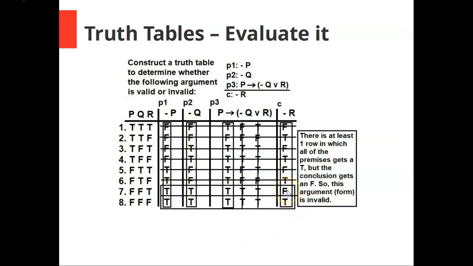It's that the existence of 7, where all the premises are true but the conclusion is false, that one row shows that the whole thing is invalid, because that one row shows that there's no guarantee. It is possible for the premises to be true and the conclusion to be false. That's what 7 shows, so 7 shows that the whole thing is invalid.